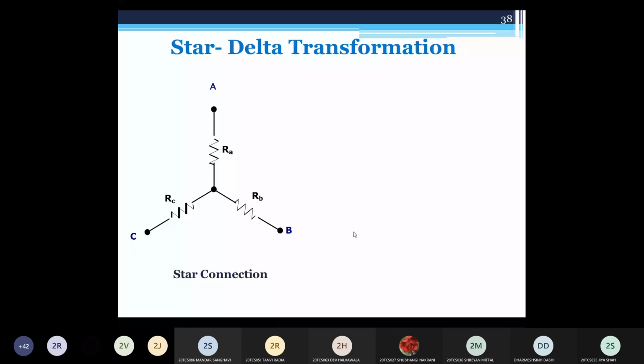Non-planar. No, no. It is used in distribution of circuit.